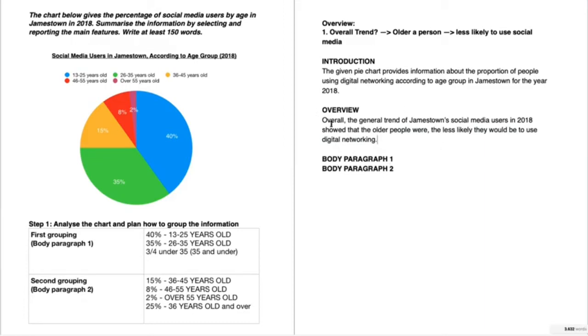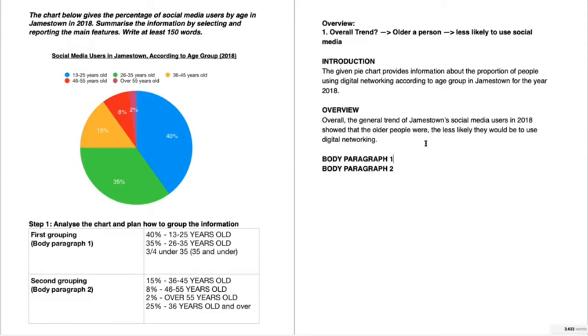So this structure, using the conditional, is really helpful when it comes to questions like this, because you are talking about something in the past and you are making a correlation. So based on this scientific evidence, you can use the conditional because you can say that the older people were, the less likely they would be to use digital networking. It's sort of like a cause and effect here, okay? And again, this is really important for your grammar. So make sure you're aware of these singular and plural words, conditionals, second conditionals, and the like. But in general, this is fine for our overview paragraph.